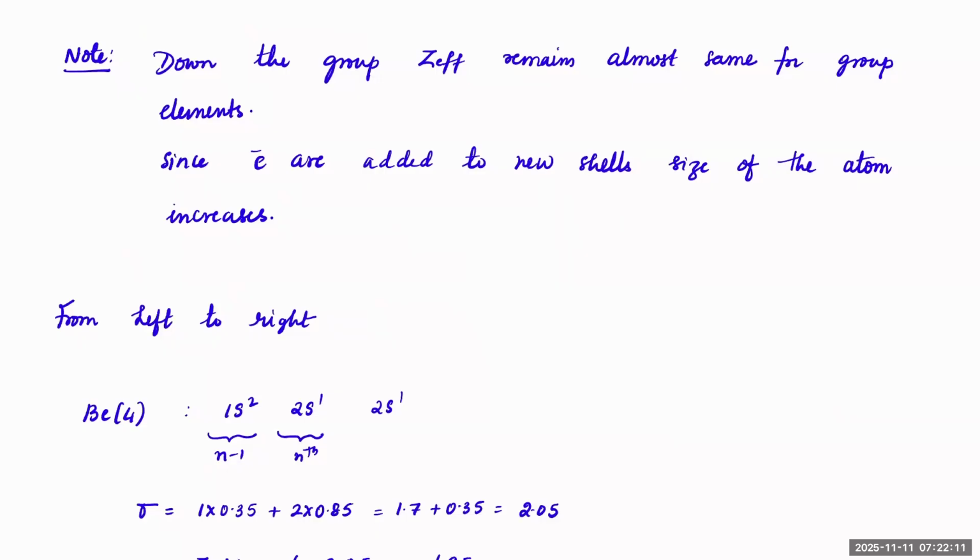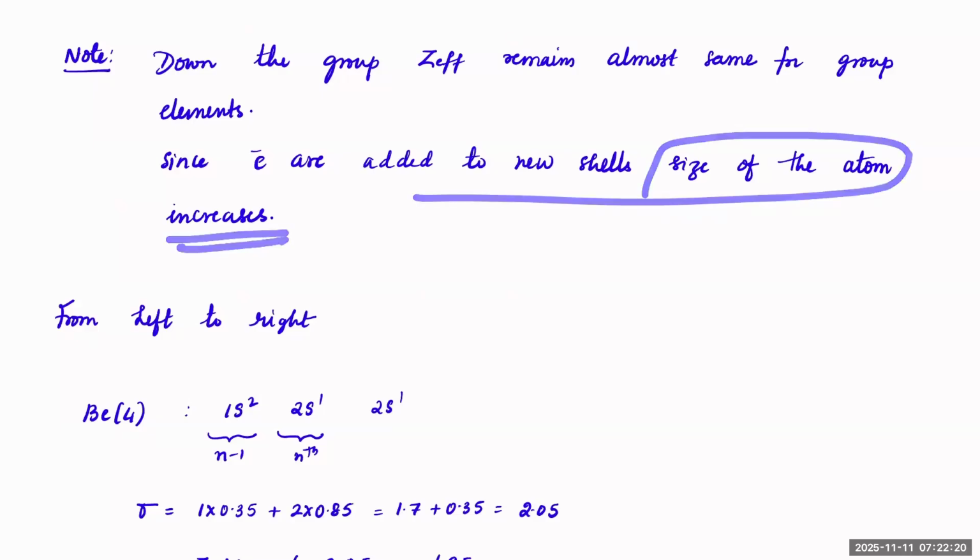Next, notice. Down the group, Z effective remains almost the same for all the elements. Since electrons are added to the new shells, the size of the atom increases.